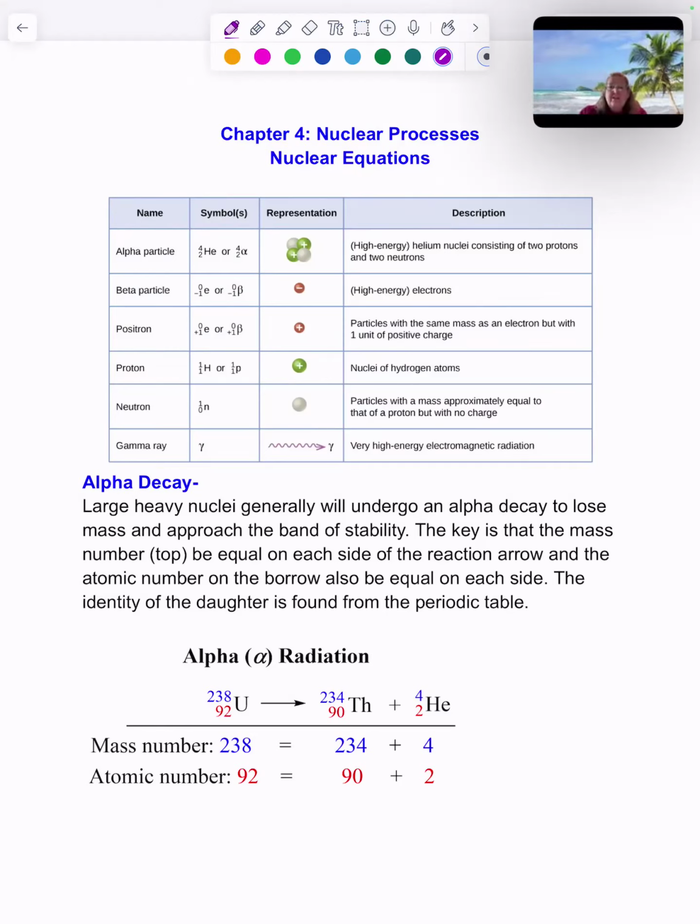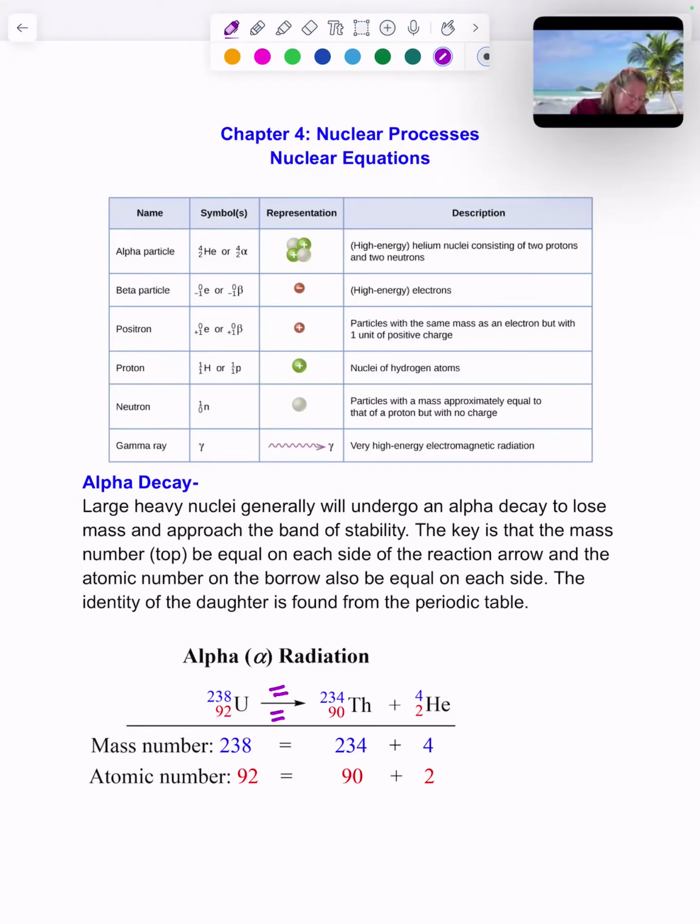Okay, so the key is that the top number on each side of the equation has to balance. The top number, shown here in blue, is the mass number. So we've got uranium with a mass of 238. It's going to decay by an alpha emission, that 4/2 He. And you think of the arrow like a big equal sign. The numbers on the top have to add up on either side. That's the mass. Same thing with the bottom numbers. That's the atomic number. They have to add up on either side of the equation.